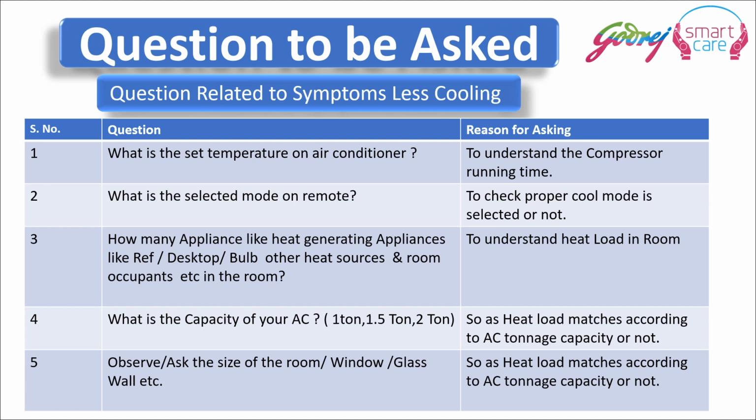What is the capacity of your room air conditioner? 1 ton, 1.5 or 2 ton, so that we can see whether the heat load matches the AC tonnage capacity or not. Observe and ask the size of the room, window, glass and walls etc., so that the heat load matches according to the AC tonnage capacity or not.